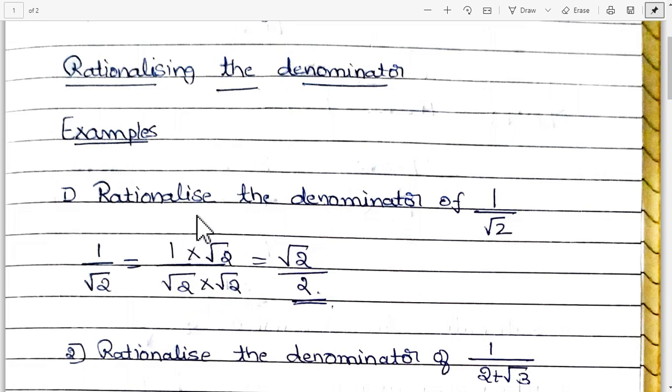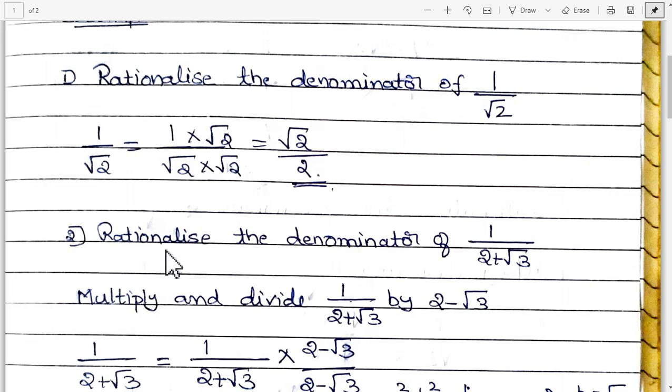See here, 1 into root 2 is equal to root 2. 1 into any number is the same number, value will not change, and root 2 into root 2 is equal to 2. So in the denominator now 2 remains. Now this is the answer. So the denominator is now rationalized. Irrational number is not there. Now it was an irrational number, now it is 2. So this way we have rationalized the denominator.